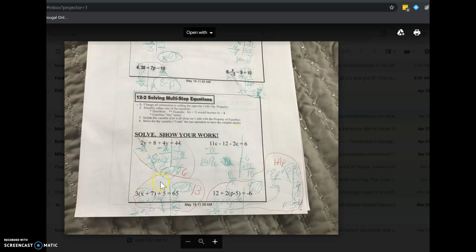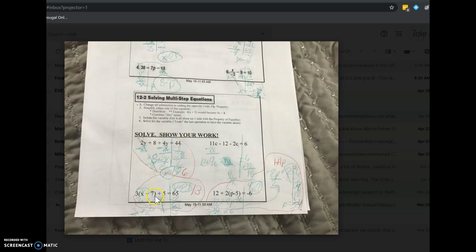Hi, Eve. For these questions that you got wrong, right here, when you combined 2y and plus 4y, you did the inverse, but these are on the same side of the equal sign. So that should be 6y. The only time you do the inverse is if you're moving across the equal sign.